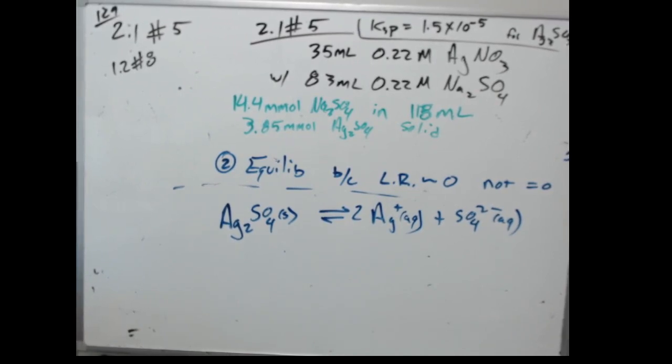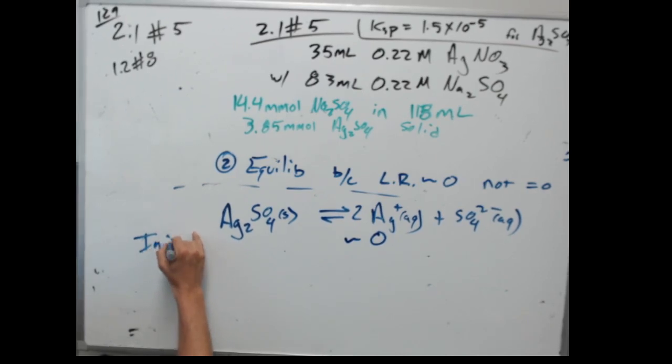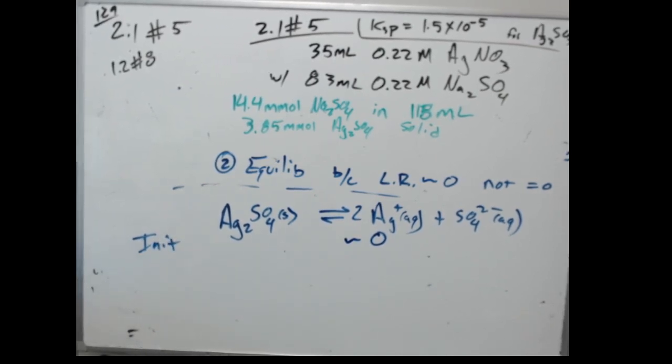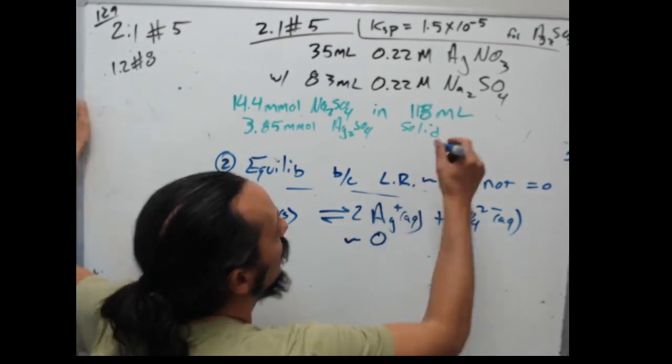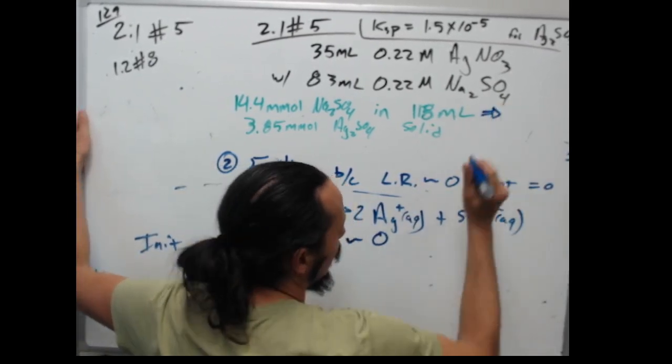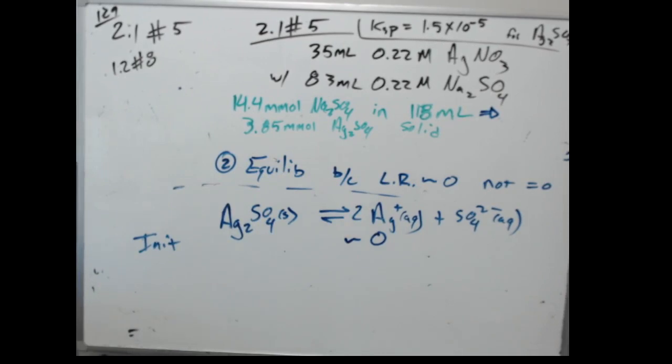Now, the solution that it's dissolving into, is there zero sulfate? Now, there's approximately 0 silver ions initially. Is there approximately 0 sulfate in solution? No, because we got all that leftover stuff. So we can take this number and we can turn that into a concentration. We're doing 14.4 divided by 118, and we get 0.122 molarity.